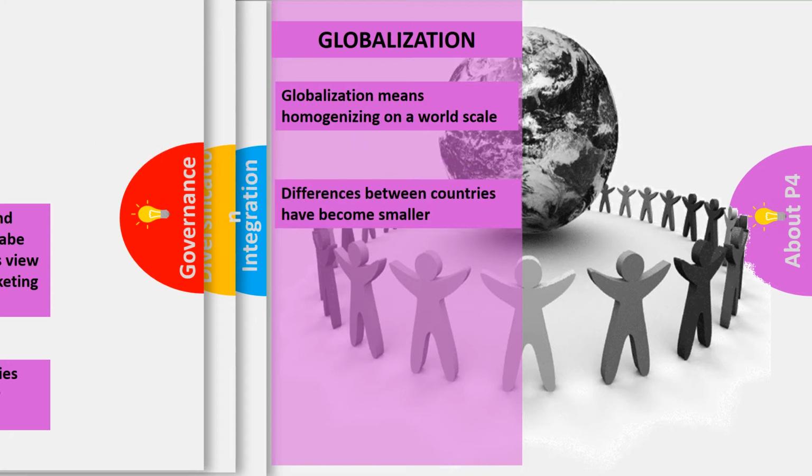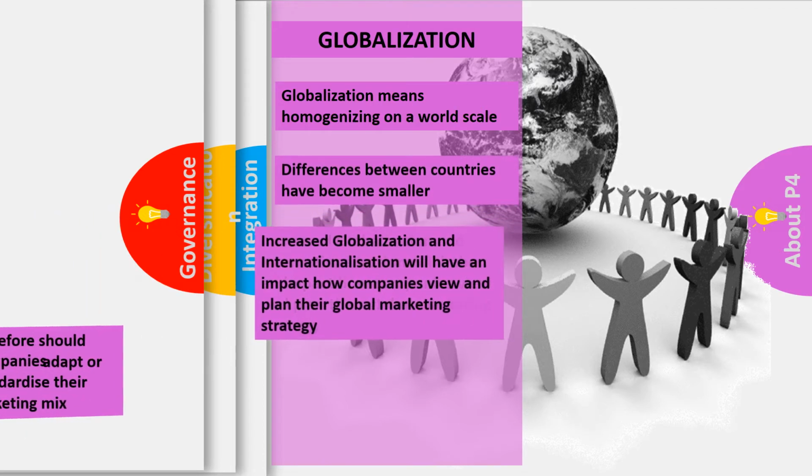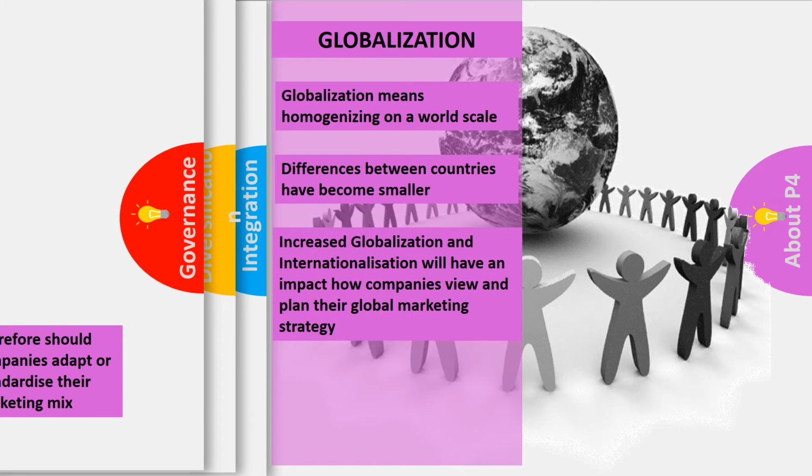Differences between countries are becoming smaller, especially with improved communications, improved technology, and people around the world seeing what's out there. Increased globalization and internationalization will have an impact on how companies view their marketing plan and global marketing strategy. So, when going global, what is going to be their marketing strategy? If you think about companies like Tesco's, what is their marketing strategy? Because they're in a global environment.